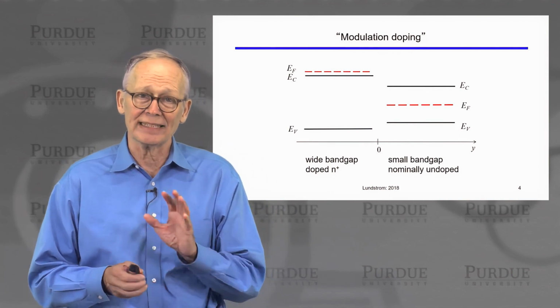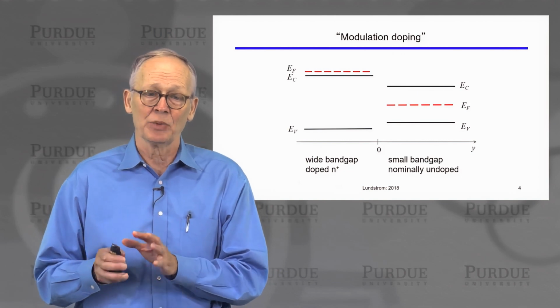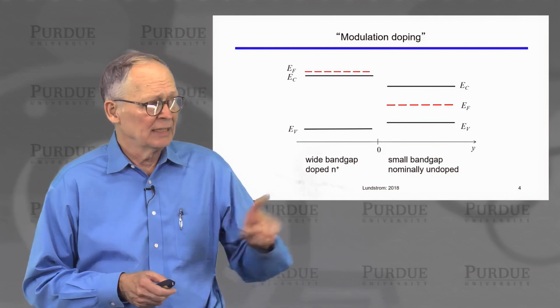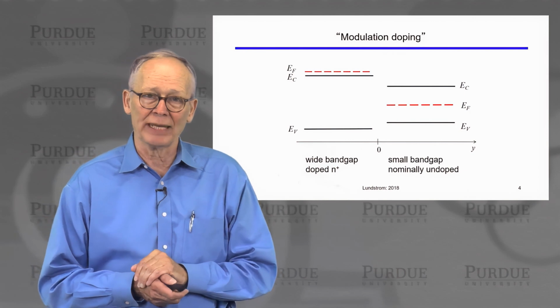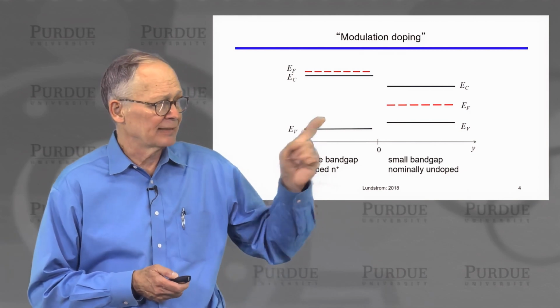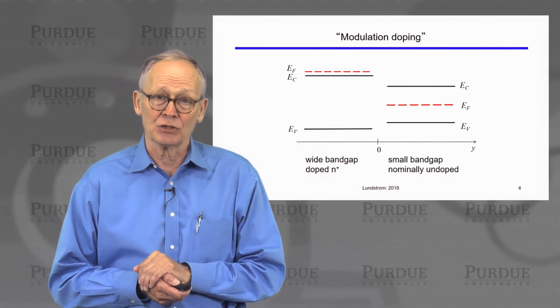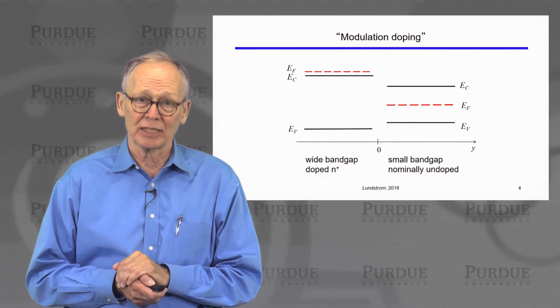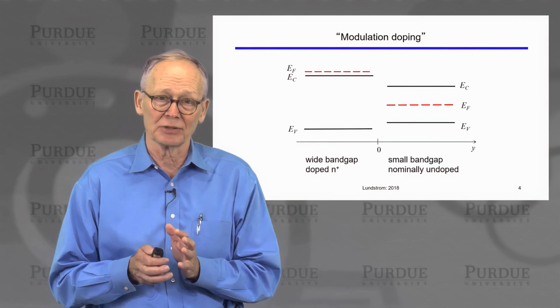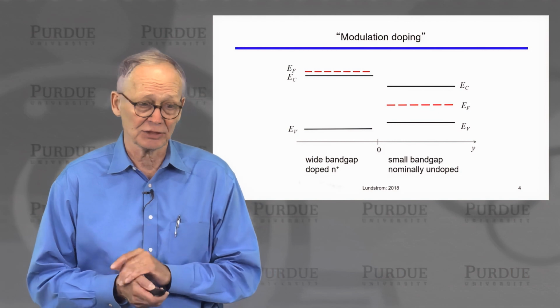Now, there was a remarkably powerful concept that was developed just before 1980. People discovered a way to get carriers in a semiconductor without doping the semiconductor. So let's say we have an intrinsic small bandgap semiconductor. And let's say that we have a heavily doped wide bandgap semiconductor, and we put these two together to form what we call a heterojunction.